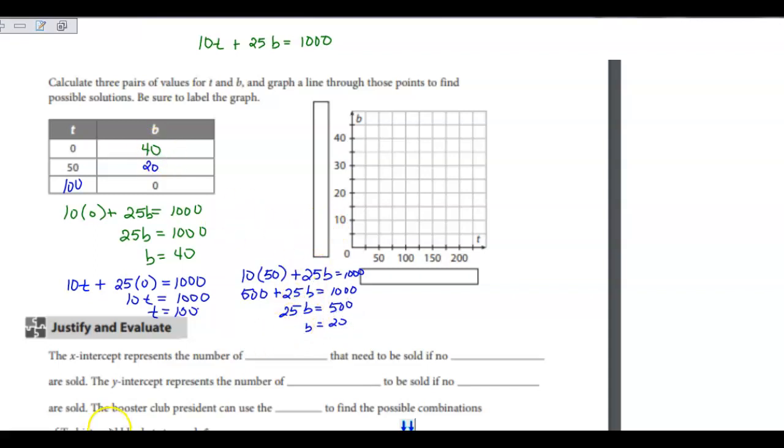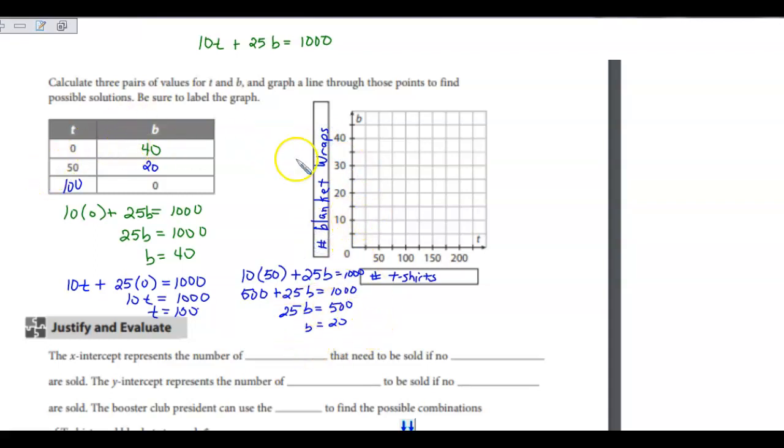So yes. All right, so we said that T stands for the t-shirts, so the number of t-shirts. And we said B was the blanket wraps. That's not easy to do. Let me turn a little bit. That's better. So the number of blanket wraps.